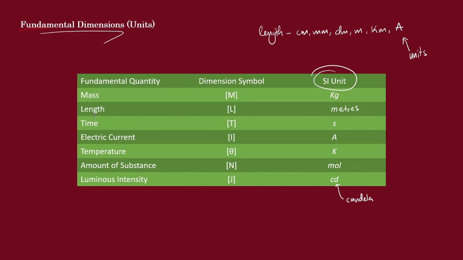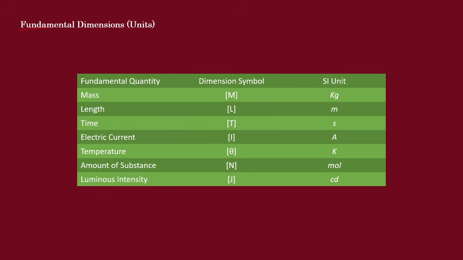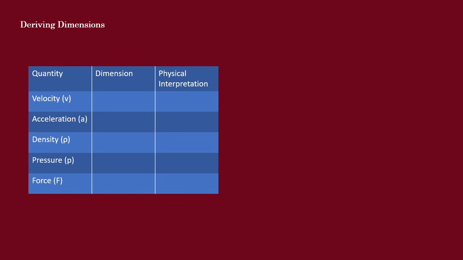But for our fluid mechanics course, we'll only be concerned with these 3: mass, length, and time. These are the 3 fundamental dimensions that we'll be dealing with, and you'll get more familiar with them as we see them in upcoming questions. All right, so deriving dimensions. Now we're getting to the really cool application part of all the theory we've been explaining. The idea is to derive the dimensions for particular physical quantities. The best way to do this is to start with a physical interpretation.